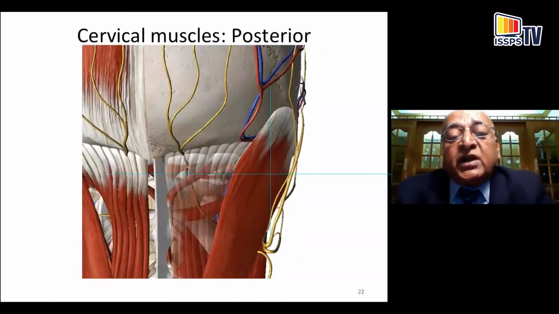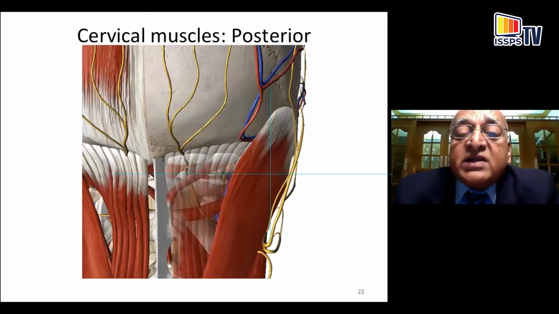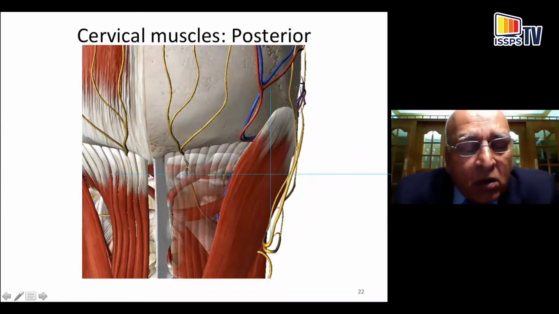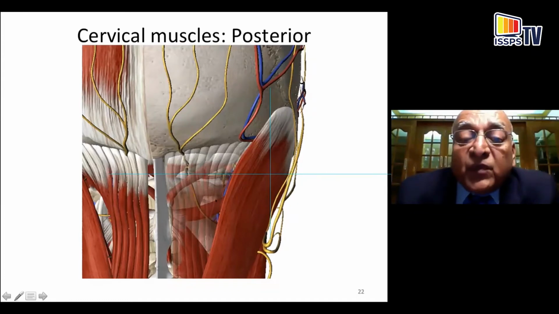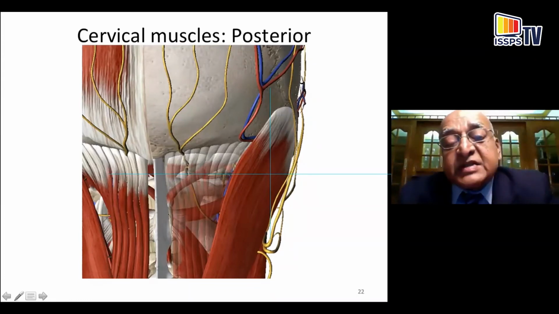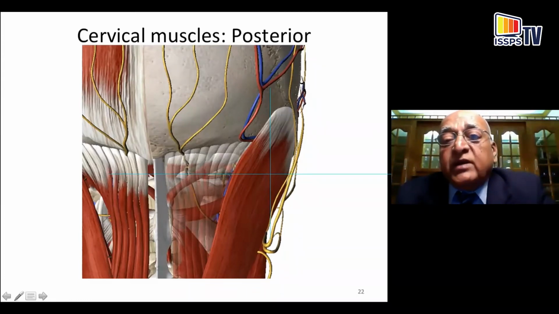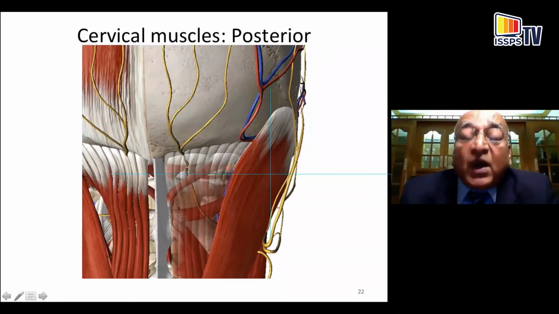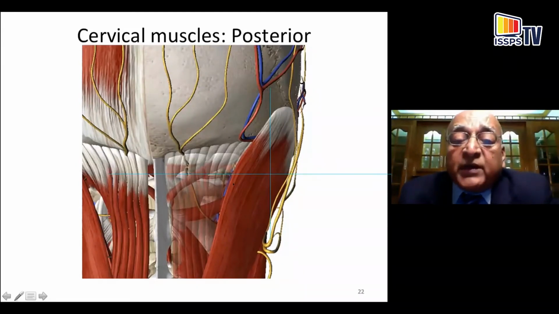Now, posteriorly, in the suboccipital triangle, it has some very interesting structures. When you look at the suboccipital triangle, you have the obliquus capitis inferior at the bottom. This is inserted both into the spinous process of C1 as well as the transverse process of, from the spinous process of C2 to the transverse process of C1.